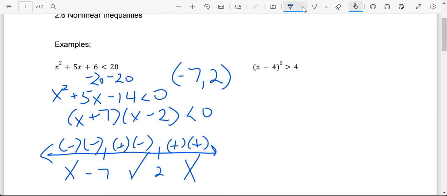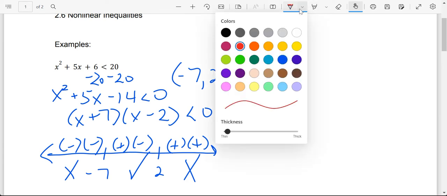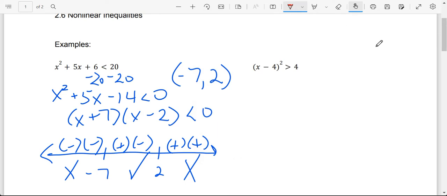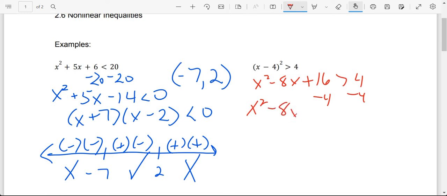Next, we've got the quantity x minus 4 squared is greater than 4. FOIL that and do the same thing we did before. FOIL, we get that. Subtract 4 from both sides. You get x squared minus 8x plus 12 is greater than 0. Factor again: x minus 6, x minus 2.